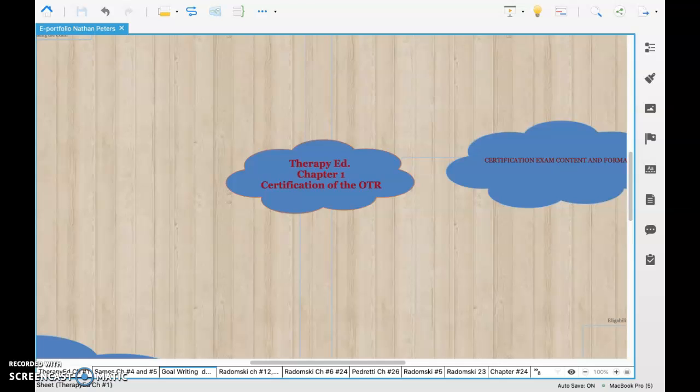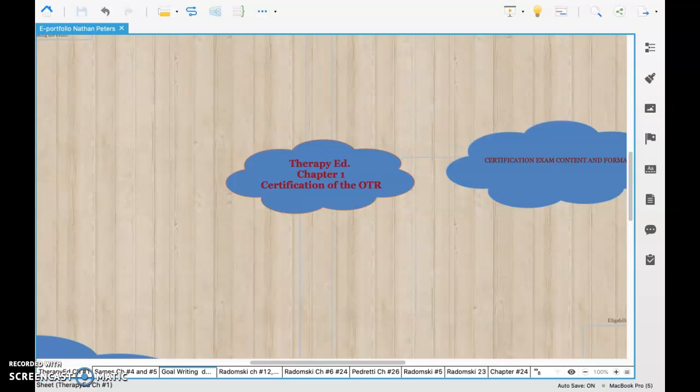This consists of a TherapyEd chapter, Sames, Radomski, and Pedretti chapters, and basically these are Xmind maps that classmates and I have created throughout the semester. For this I took what I liked and changed it up so that I can facilitate my studying for the MBCOT and prepare me for Level 2 fieldwork. Before I get started explaining these, I will also be showing other resources that are going to help me prepare for fieldwork and the MBCOT, such as assessments and social media platforms.